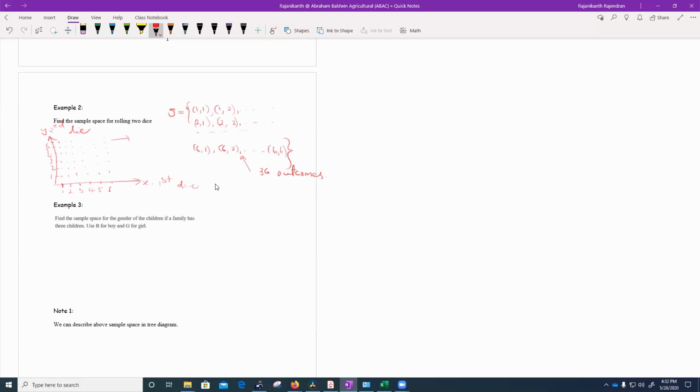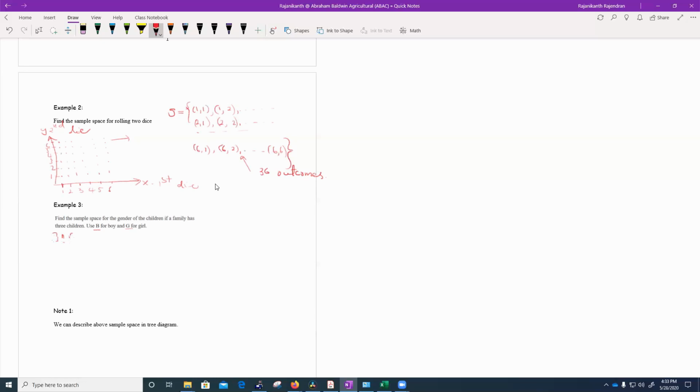Find a sample space for the gender of the children if a family has 3 children. Use B for boy and G for girl. Okay? Now we are going to look at the possible outcomes for a particular family with 3 children. Suppose that family has all boys, then the possible outcome is maybe boy, boy, boy.